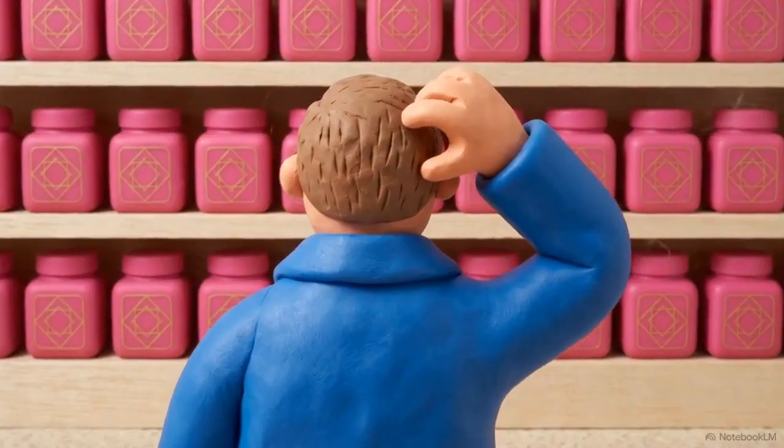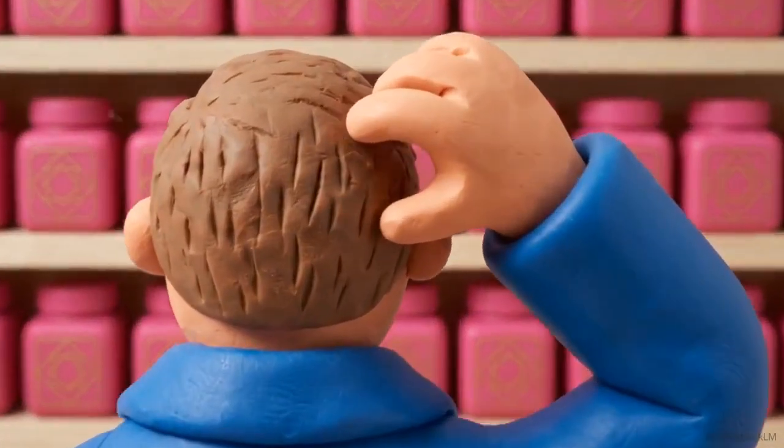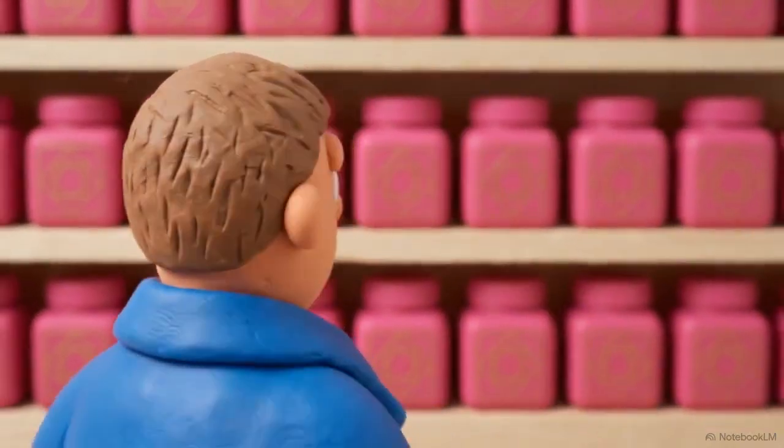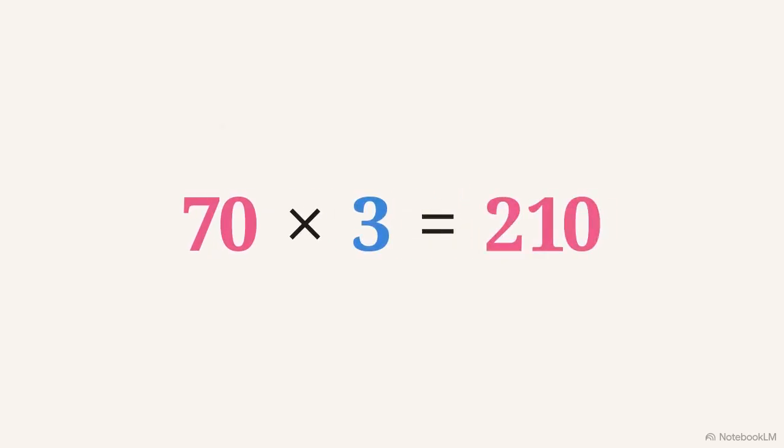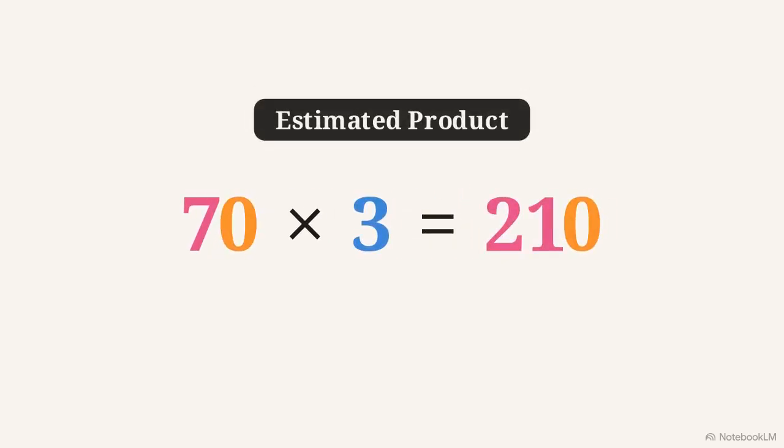Sometimes you don't even need the exact number, you just need a close guess. That is where estimation comes in. If you need to multiply 68 by 3, you can round the 68 up to the nearest 10, make it 70, multiply that by 3, and you get a highly accurate estimate of 210 in a fraction of the time.